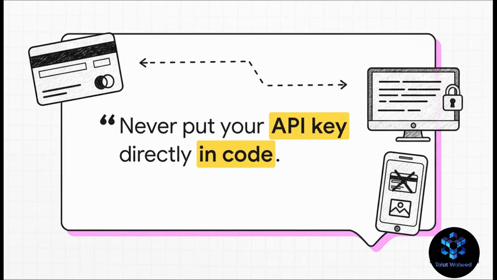Which brings me to the single most important rule of security you need to know. Your API key is like a credit card that pays for your AI usage. If you put that key directly into your code and uploaded it somewhere, it's like posting a picture of your credit card online for the whole world to see. We just never ever do that, right? What's the safe way to do it?